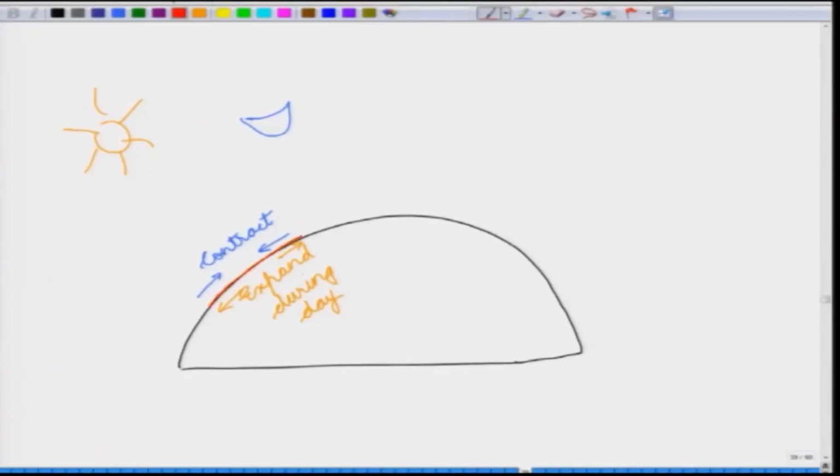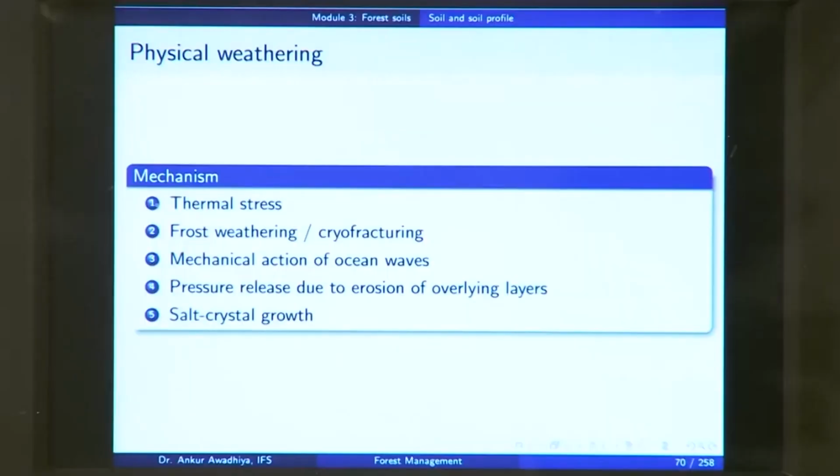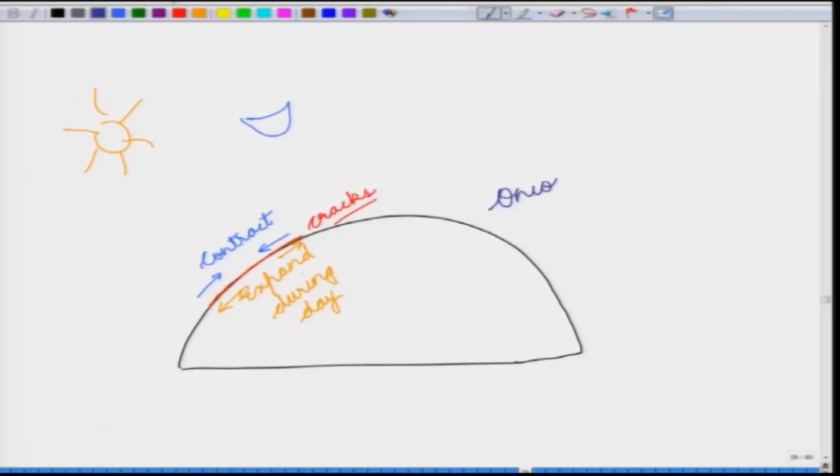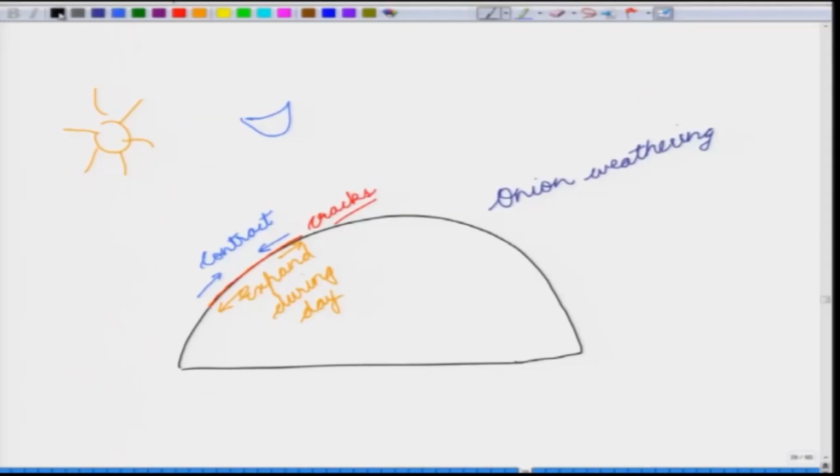So, when this surface layer expands and contracts every day, after a while what you will see is that there will be cracks that develop on the surface, and once you have these cracks because of the regular expansion and contraction, then after a while these cracks might even come out. So, these layers will come out, and this sort of a process is known as onion weathering, because these layers will be coming out layer by layer as you can peel an onion. So, when you look at a rock surface that has gone through this onion weathering, you will see that the surface will look something like this.